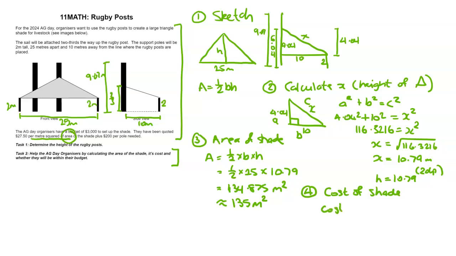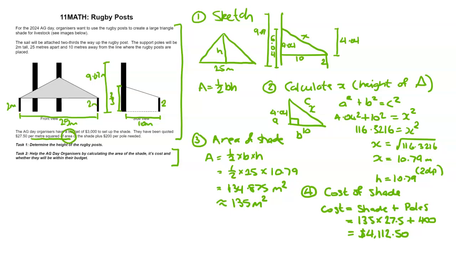So our cost will be equal to the shade plus the 2 poles. So the cost of the shade will be that 135 times the cost per square meter, which we said was $27.50, 27.5, and we're going to add on $200 per pole, that's $400. And when I do all of those, I get $4,112.50. So I've now got the cost of it.